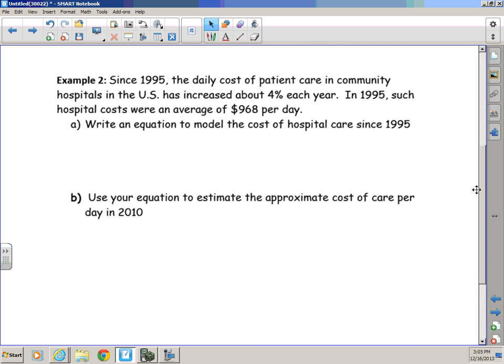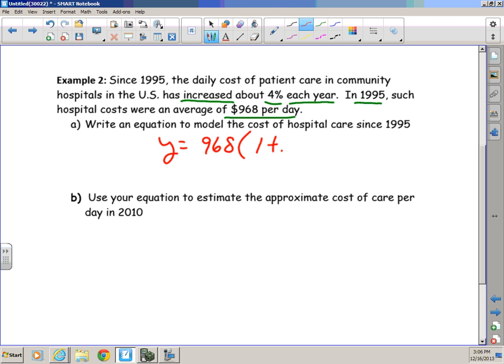Since 85, the daily cost of patient care in a community increased, underline that, 4% each year, underline that. In 95, it was $9.68 per day. So we want to write an equation for this. Well, what's my equation? Y equals 9.68 times (1 plus 0.04) to the t power. That's the general equation. I don't know what t is. It doesn't tell me yet. Now, I want to know what it's going to be in 2010.